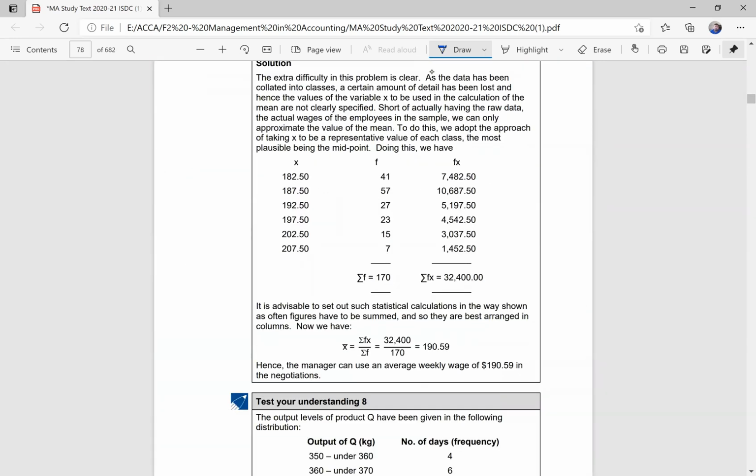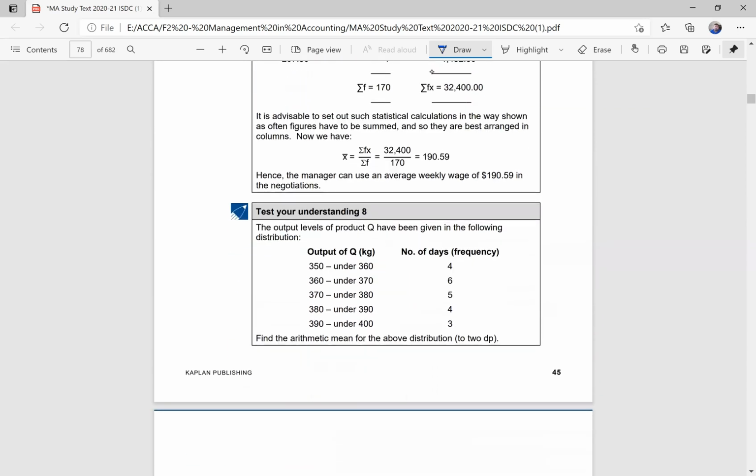Now, once the midpoints have occurred as x, you're going to multiply that by f, and you will get fx. When you get the fx, you're going to add all the amounts of fx to get sum of fx or sigma fx divided by sigma f, and you'll get your 190.59 as your mean.